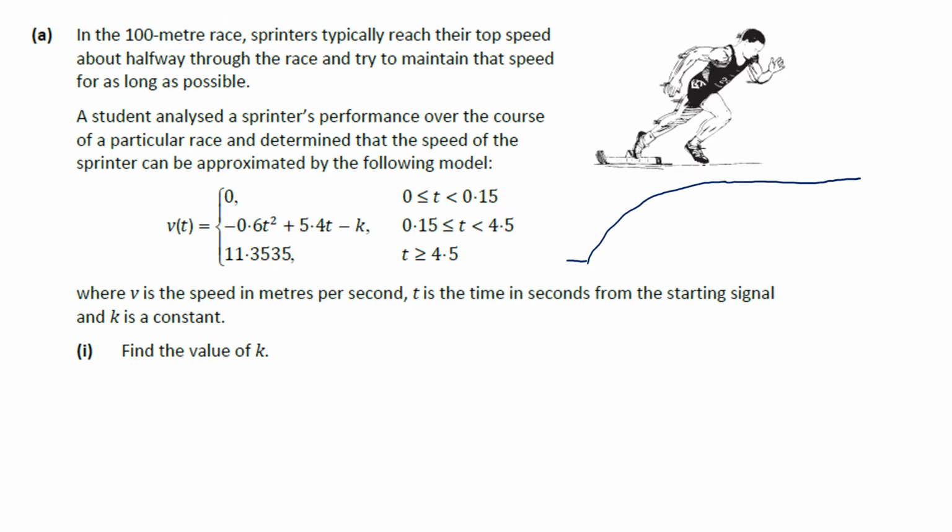Now this is a continuous graph because you can't randomly jump from one speed to another. You have to go through all the speeds. Speeds are continuous, or speed is continuous. So we're going to use that fact to answer the first part, which is find the value for k.